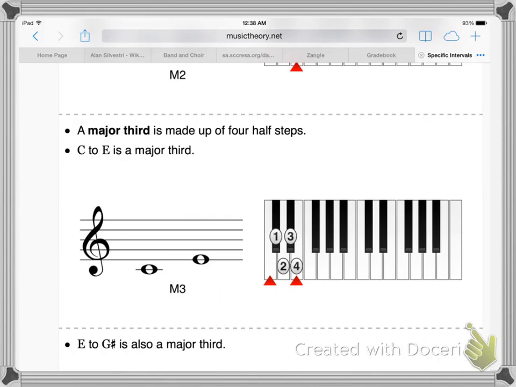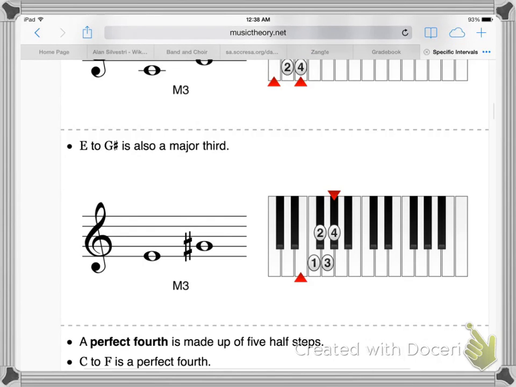A major third is made up of 4 half steps. So C to E is a major third. 1, 2, 3. Sorry, there's C. Hang on, let me back up for you. 1, 2, 3, 4. 4 half steps to make the major third. E to G sharp is also a major third, right? So here's E. 1, 2, 3, 4.